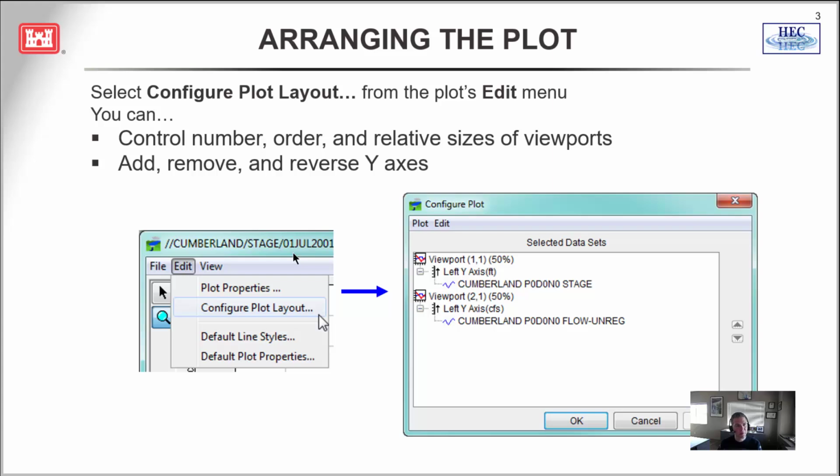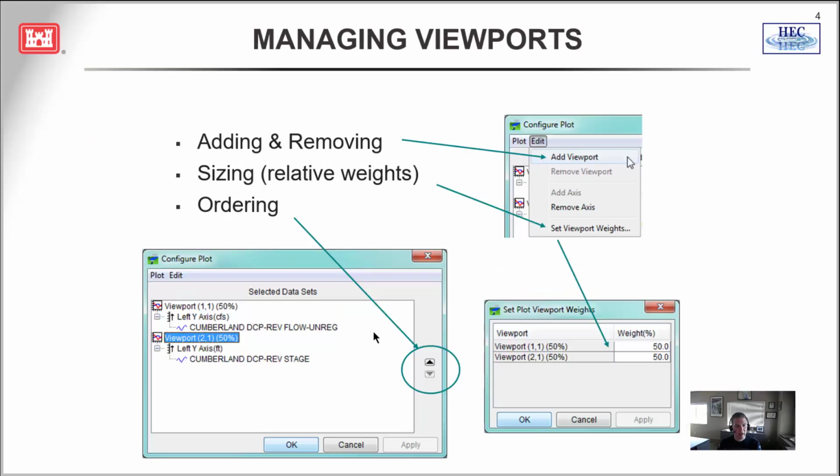All right, the first thing that we're going to talk about is configuring the plot layout. You can go to the Edit menu of a plot and open up the Configure Plot Layout editor. Within this editor, you can add or remove different viewports. You can remove data from a viewport and move it to another viewport. You can also add different or additional axes to a viewport.